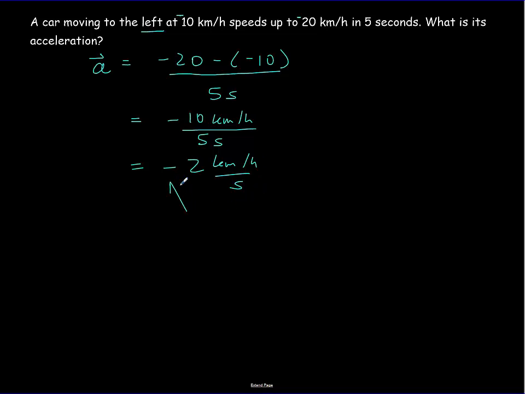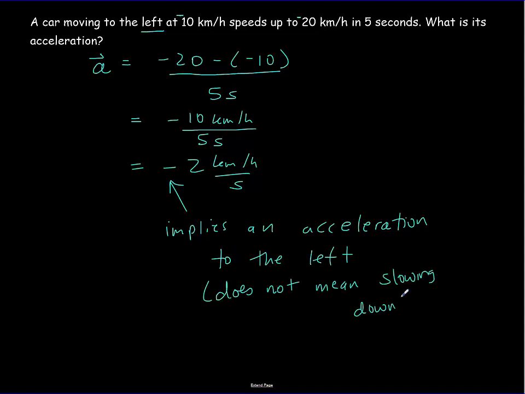So the negative here implies an acceleration to the left. And notice in this case here, it doesn't mean it's slowing down. So negative acceleration doesn't really mean slowing down. It really means an acceleration to the left. So this car is speeding up, but it's speeding up to the left.